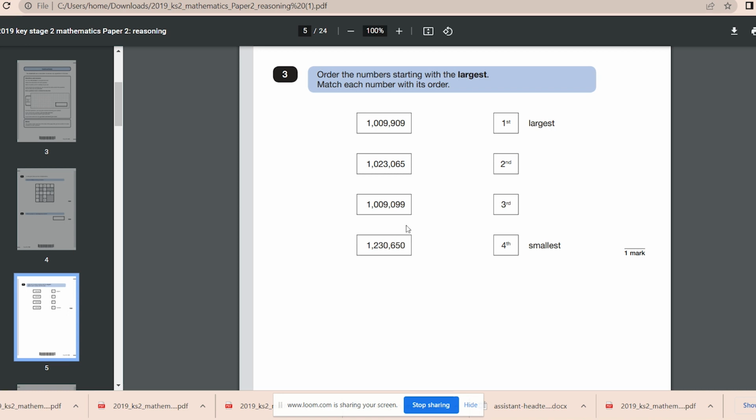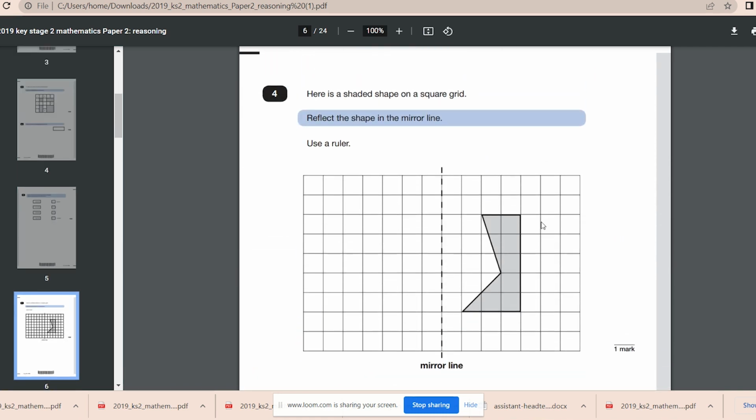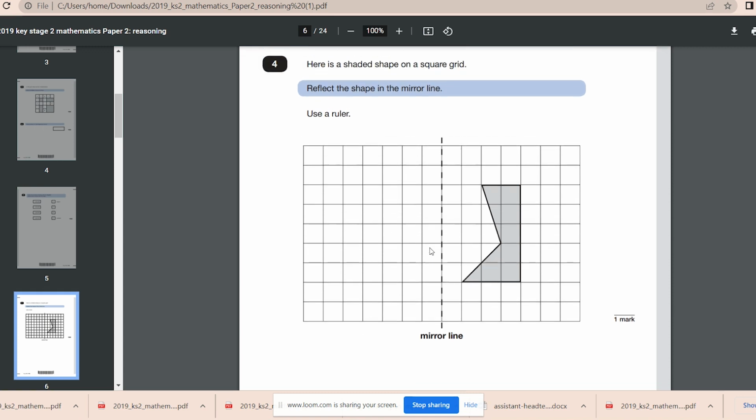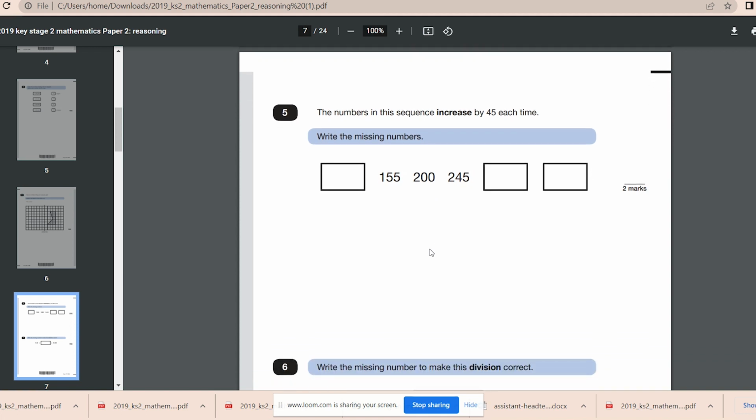Again, a place value question, ordering numbers, but again, the variety is different. They have to draw lines here. The largest one to the smallest. Okay, so the largest one being 1,230,650. So they would draw a line to there. Here you've got a symmetry question. Okay, not a difficult question, but if the children haven't covered it or they've not seen it before, they can easily make a mistake with this or not understand how to do it. They will be provided a mirror in the test. So in the reasoning papers, they're provided with a mirror and a protractor to help them with the different questions that come up.